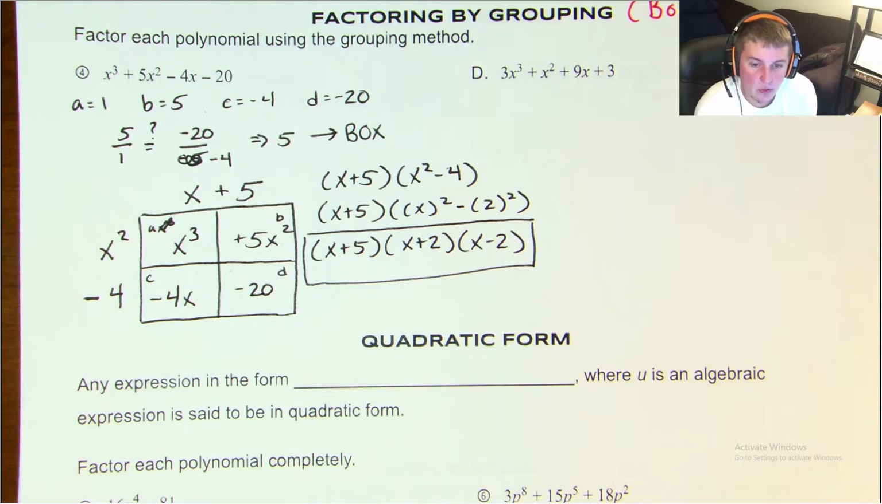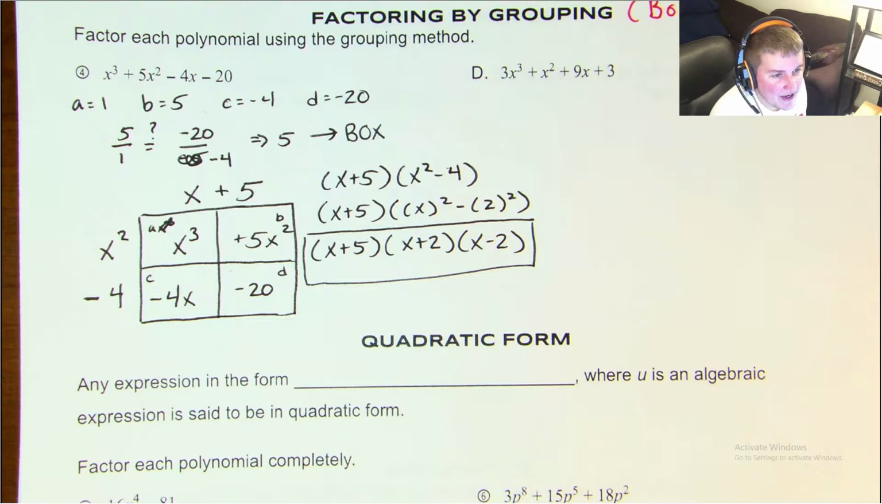Okay, so this one required two different types of factoring. You had to do it more than once. Okay, let's do D. Take your time to do D on your own. So go ahead and pause the video and check it with me when you're done right now.